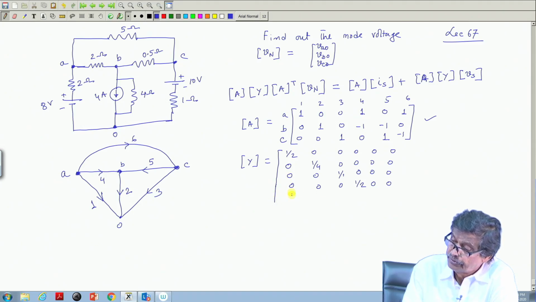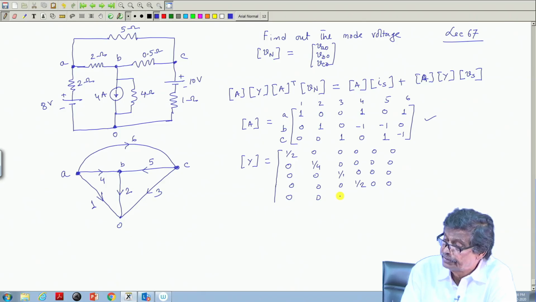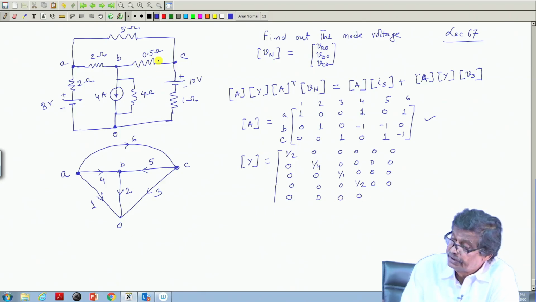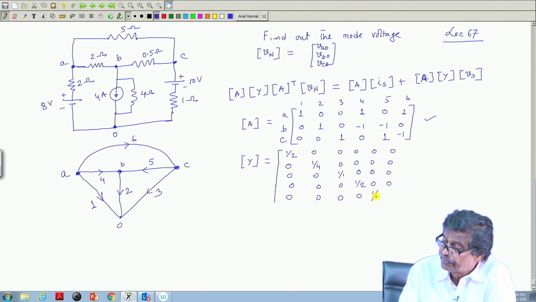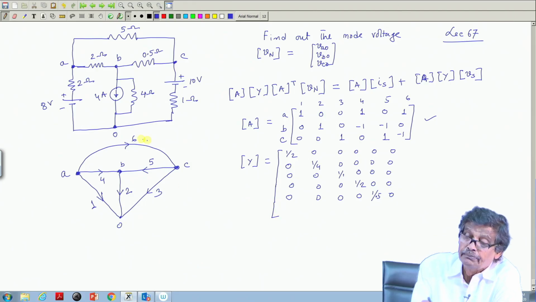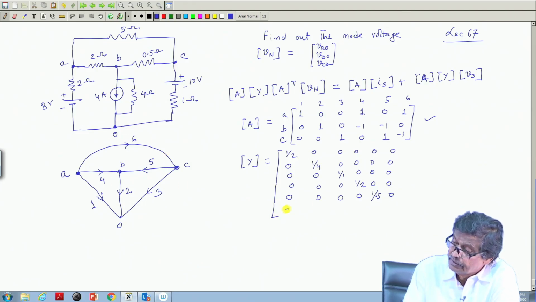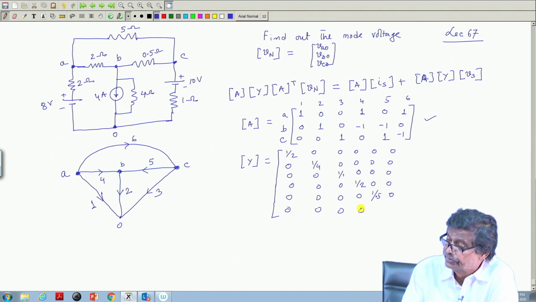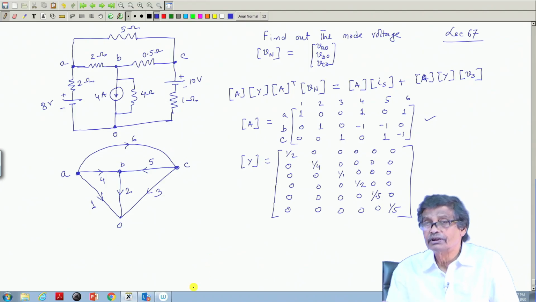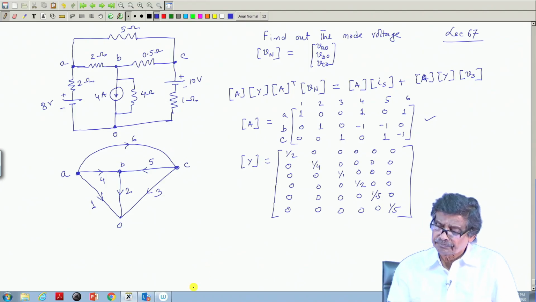One, 2, 3, 4, then 5, 2, 3, 4. Fifth element is 1 by 0.5 and 0. And finally, the element 6, which is 5. So, 0, 0, 0, 0, 0, 1 by 5. So, this is the Y matrix. Only diagonal elements will appear.